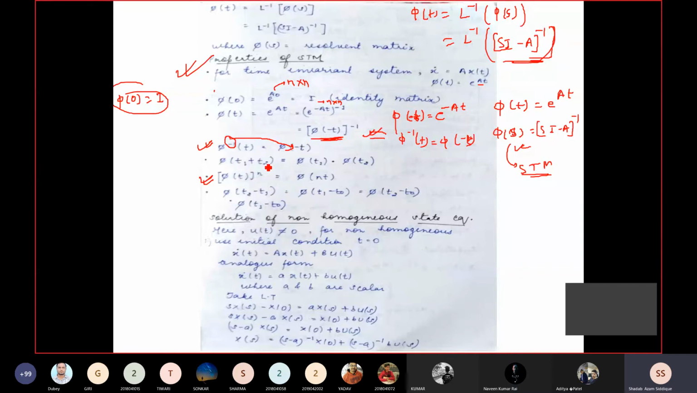Now we have phi(t1 plus t2). It can be written as phi(t1) dot phi(t2). Okay, phi(t1) dot phi(t2). So you just have a quick proof.